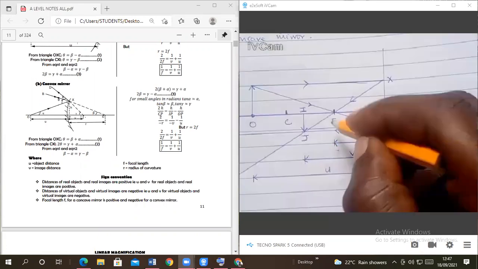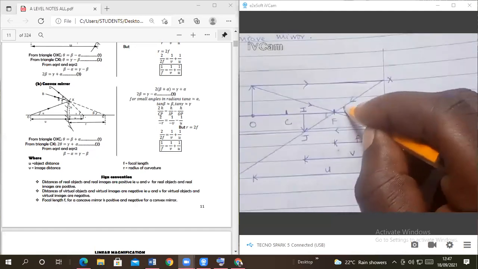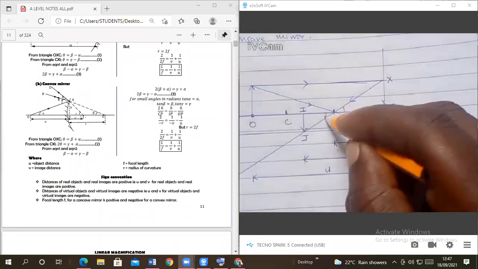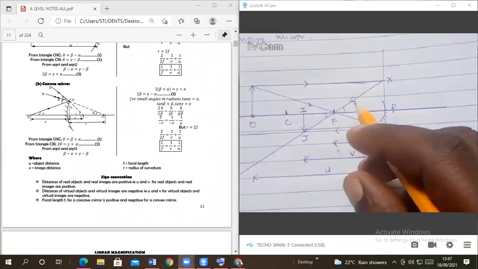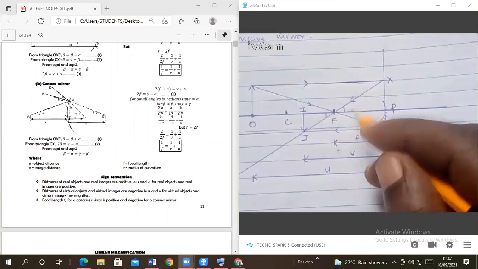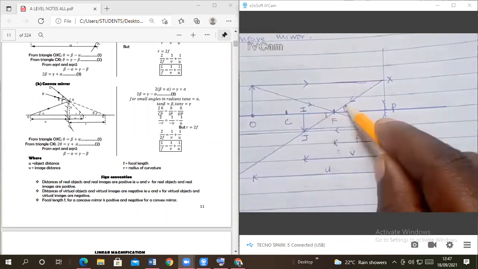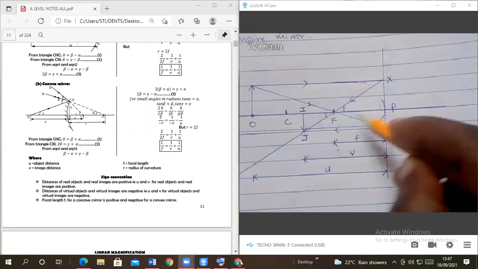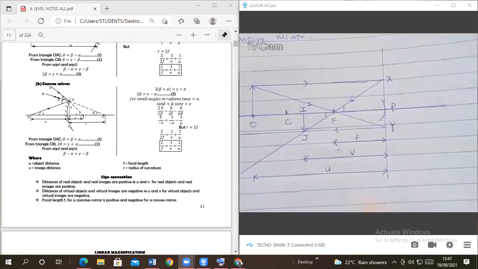So triangles are similar if they have the same angles. So you can see this angle here is the same as this one. Okay? So this triangle, which is here, is similar to this one because this angle is equal to this. This is 90. Also, this is 90. So they are similar. So it is similar to FPX.